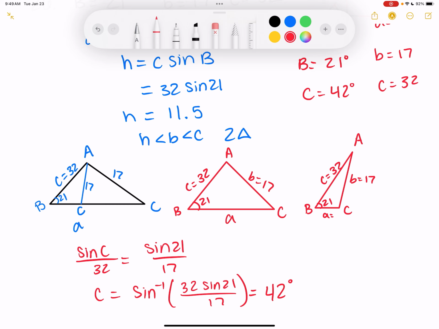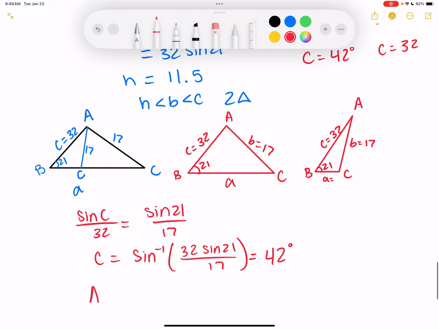Did you type it in right? No, I pressed 3 and I got faded out. I mean, I have 42 now. Okay. So angle A is what I don't know yet. So I'm going to do 180 minus 21 minus 42.